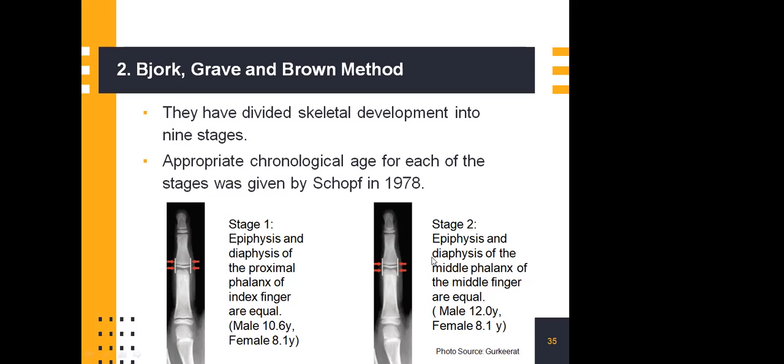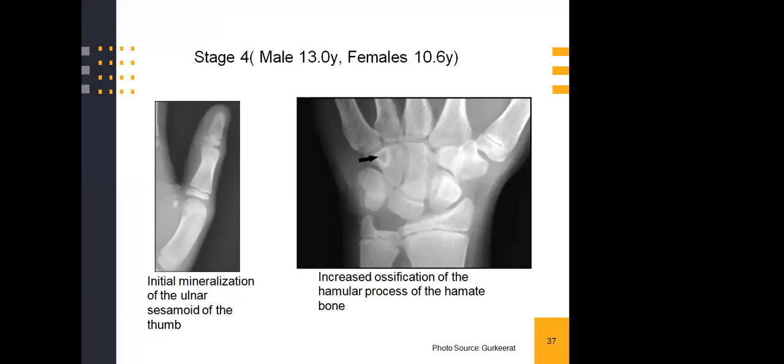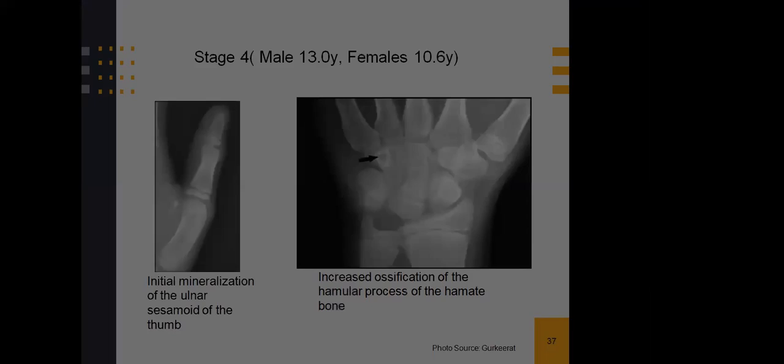Likewise, in stage 2, the epiphysis and diaphysis of the middle phalanx of the middle finger are equal. Now, in stage 3, various features like the hamular process of the hamate exhibit ossification, the pisiform, and the epiphysis and diaphysis of the radius are equal. Likewise, in stage 4, initial mineralization of the ulnar sesamoid of the thumb and increased ossification of the hamular process of the hamate bone is seen.